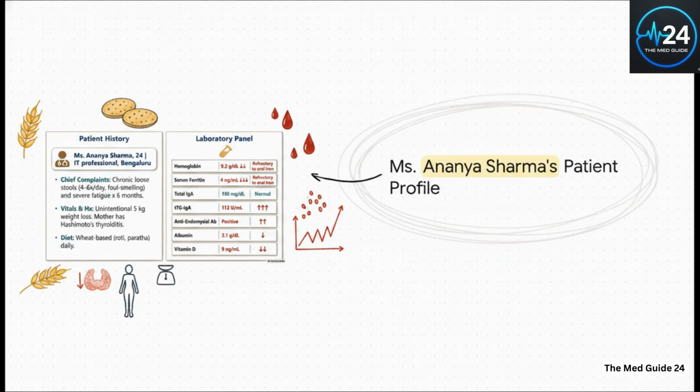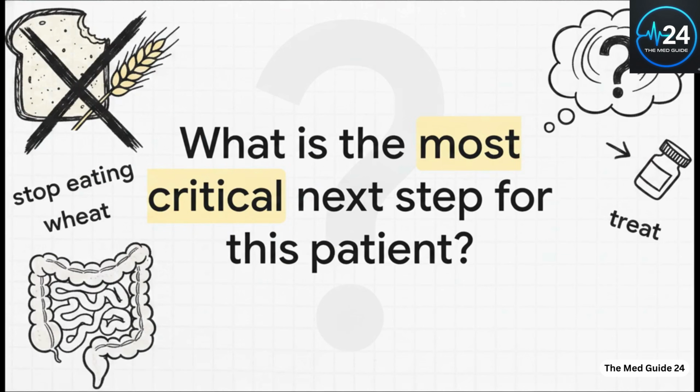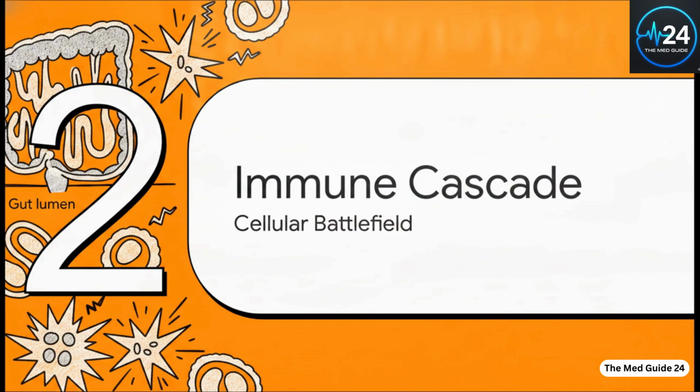a sky-high 112. So, before we jump the gun and start treating based on these glaring lab abnormalities, I really want you to ask yourself, what is the single most critical next step in her management? It is incredibly tempting to just tell her to stop eating wheat right this second, isn't it? But as you'll see, doing that would be a massive clinical error. To understand exactly why the right next step matters so much, we first need to dive deep into the gut lumen and decode the underlying immune cascade.